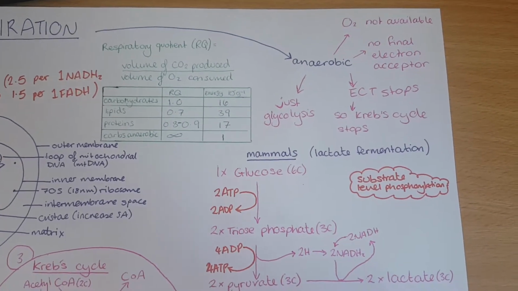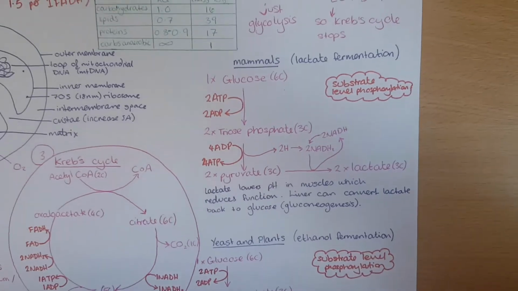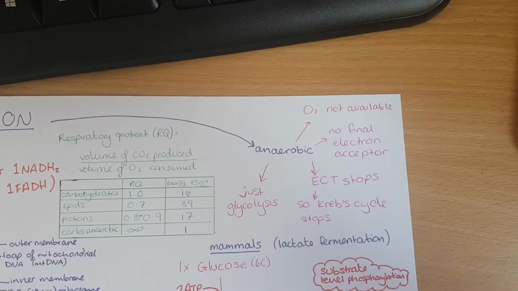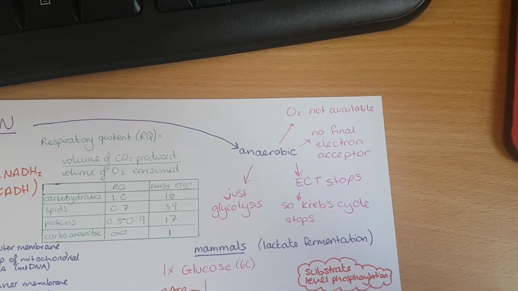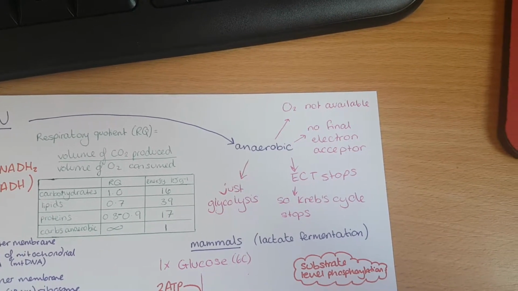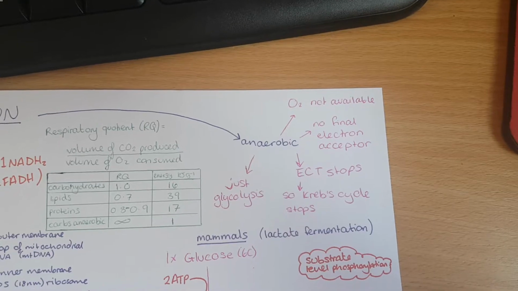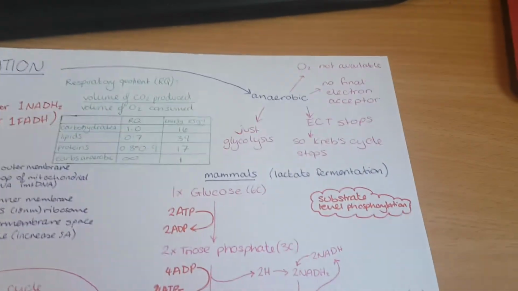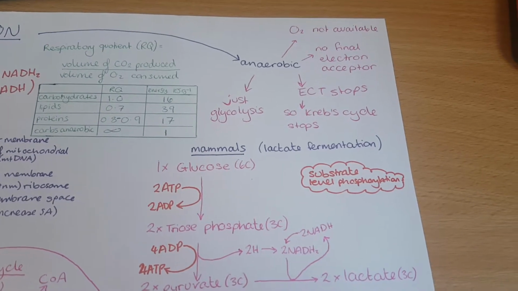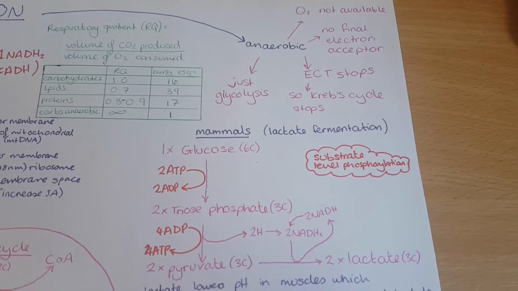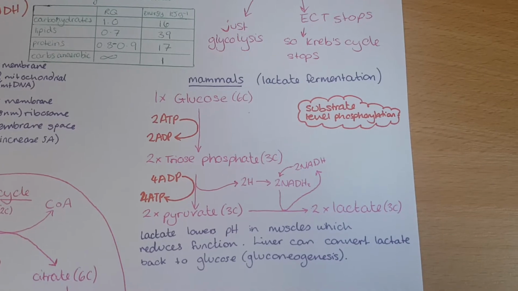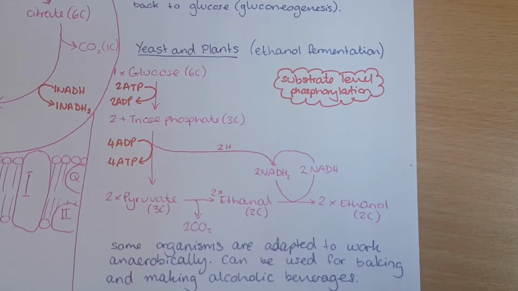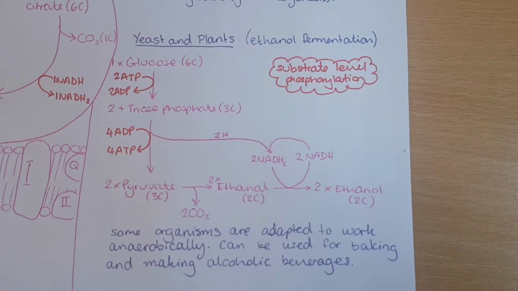Anaerobic respiration is without oxygen. There's no final electron acceptor, as in oxygen. So the electron transport chain stops, so the Krebs cycle stops, so everything stops. In mammals, it's called lactate fermentation, because you end up with lactate. And in yeast and plants, it's called ethanol fermentation, because you end up with ethanol.